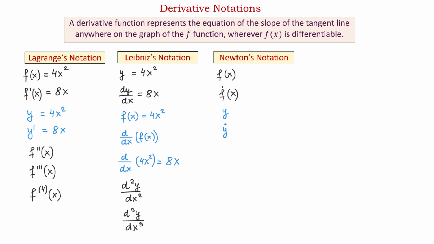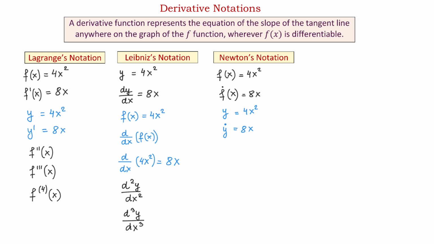So again, if f of x equals 4x squared, then f dot of x equals 8x. And if y equals 4x squared, then y dot equals 8x. Newton's notation is mostly used in physics and mechanics to represent derivatives with respect to time.